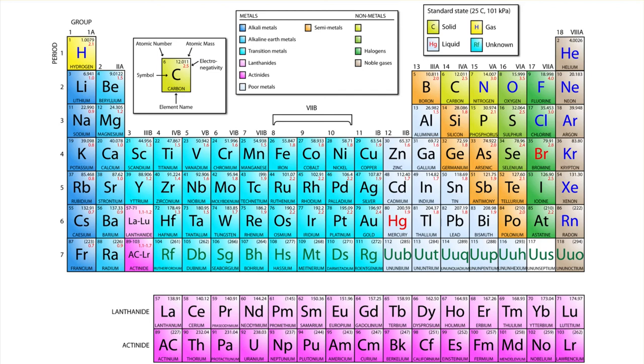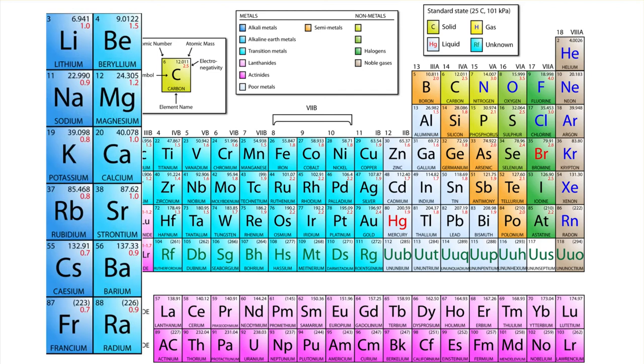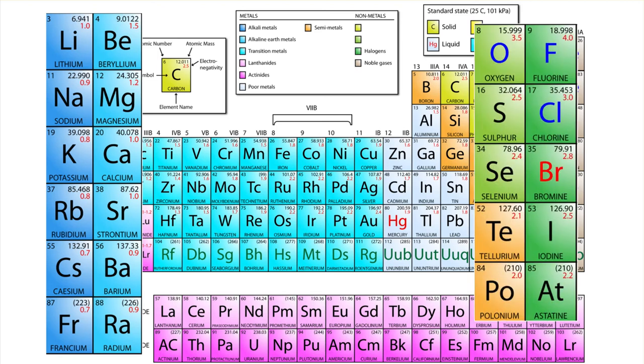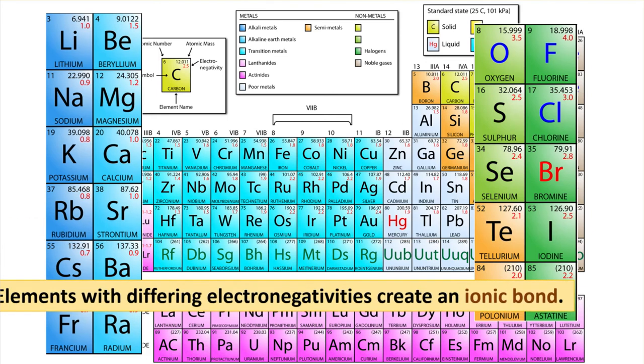Look at the left side of the table. The metals all have fairly low electronegativities. They want to give up their electrons to become stable. Now look at the right side of the table. These elements have fairly high electronegativities. They want to take electrons to become stable. So, if you get an atom that wants to give up electrons and an atom that wants to take electrons, then they get together and they form what's called an ionic bond.